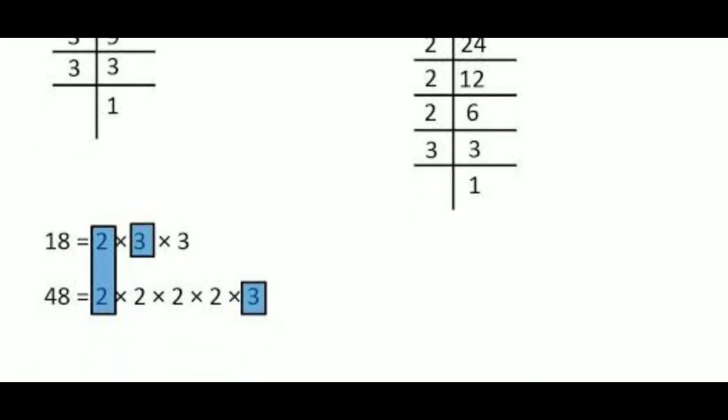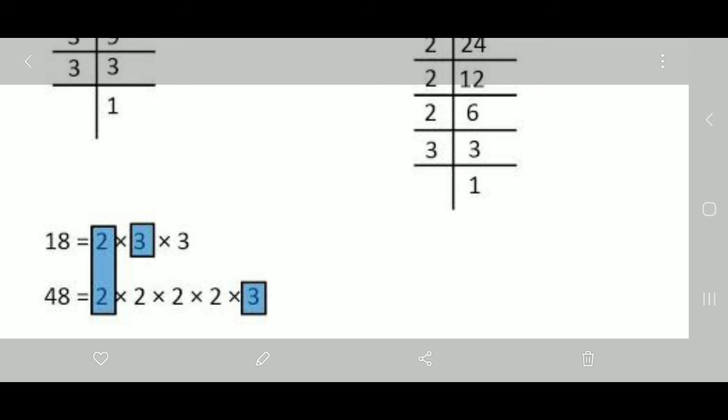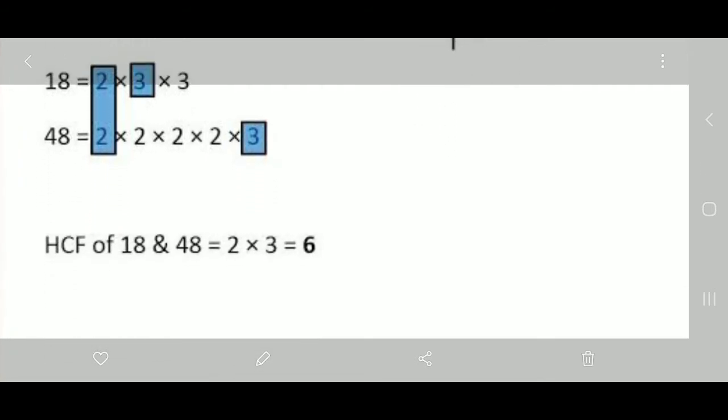18 is written as 2 into 3 into 3. So 48 is 2 into 2 into 2 into 2 into 3. 4 2's are there, so 1 2 is common in both. 1 3 is also common in both. So what is the HCF? Common factors 2 and 3. So HCF is equal to 2 into 3 equal to 6. This is the method to find the HCF using prime factorization.